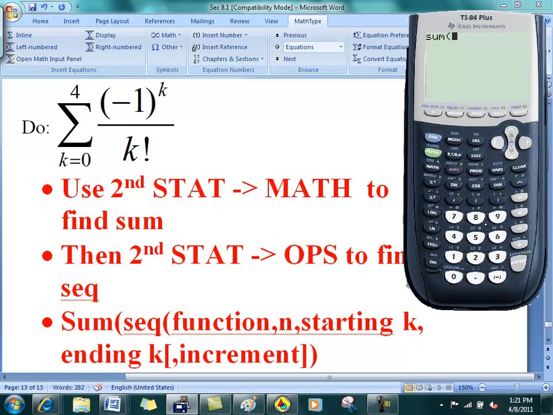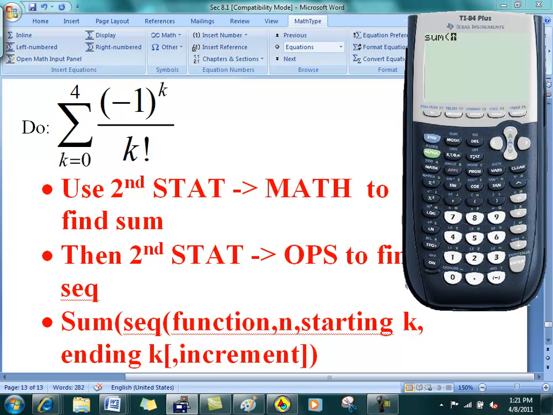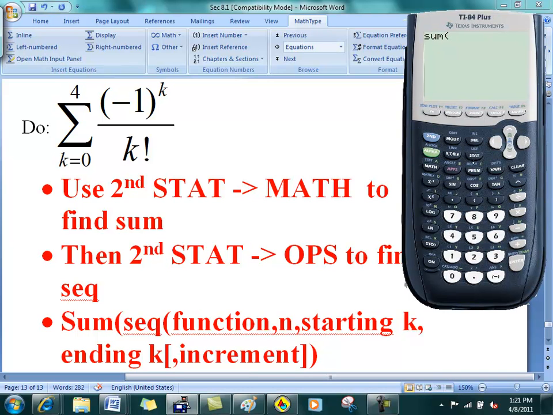Okay, and then you're going to go second, stat, ops. Did you find the word SEQ there? Number 5. So what you are telling the graphing calculator is I want to sum a sequence. Sum SEQ. What you want to do here now is put this formula in here, this thing that's inside the sigma sign.